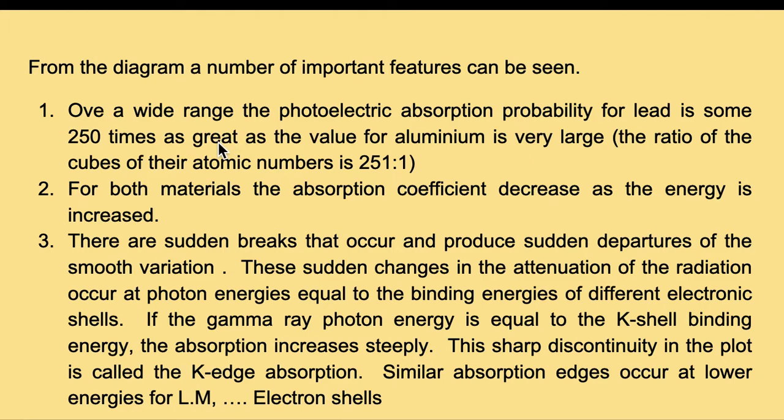Actually, what we have mentioned is that over a wide range, the photoelectric absorption probability of lead is nearly 250 times that of aluminium, because the ratio of the cube of their atomic numbers is nearly 251 to 1. Actually, we have used it as a cube here. As I have already mentioned, in some books you get the ratio as Z cube, so that ratio is somewhat higher.